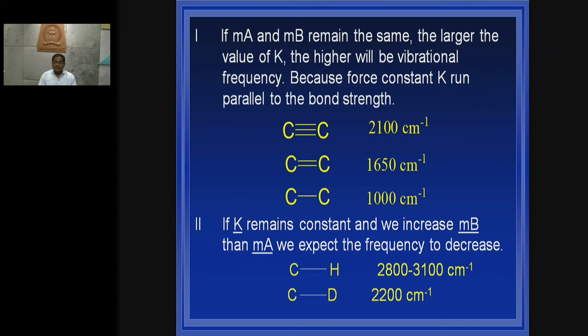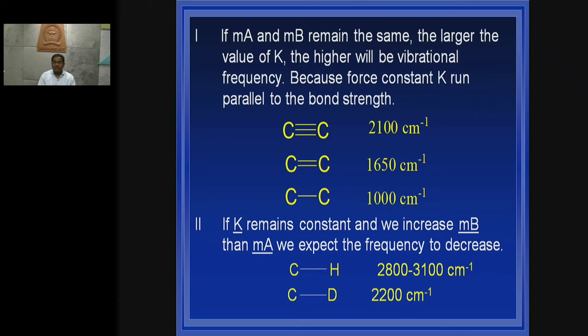Here I have given some examples of how the frequency is going to decrease or increase for different compounds. If Ma and Mb remain the same, where Ma and Mb are nothing but the mass of atom A and the mass of atom B, then the larger the value of K, the higher will be the vibrational frequency, because the force constant K runs parallel to bond strength. It is very important that the force constant is simply parallel to the strength of the bond. Which means, the more the strength of the bond, ultimately the more the force constant.